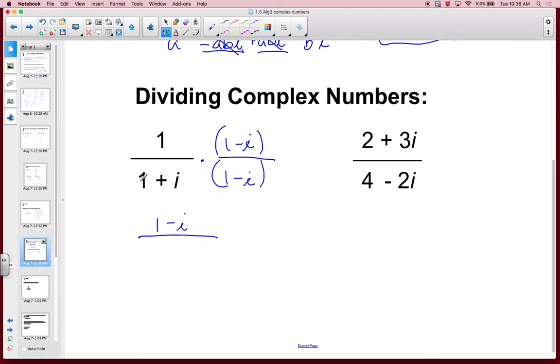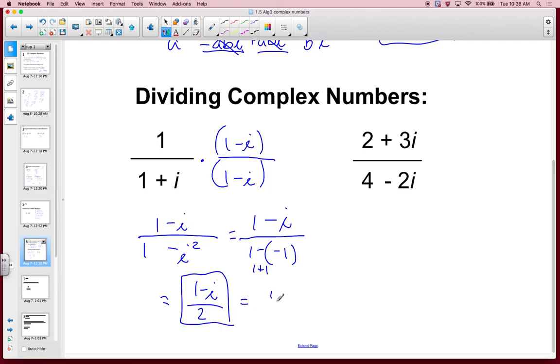And in the denominator, I only have to multiply the first and the last terms. i times negative i is a negative i squared. Okay, and we know that negative i squared is a negative 1. 1 minus negative 1 is a 1 plus 1. Therefore, you get 1 minus i over 2. You can leave it like this, or if you want, you can write it as 1/2 minus 1/2 i. Both of those are good.